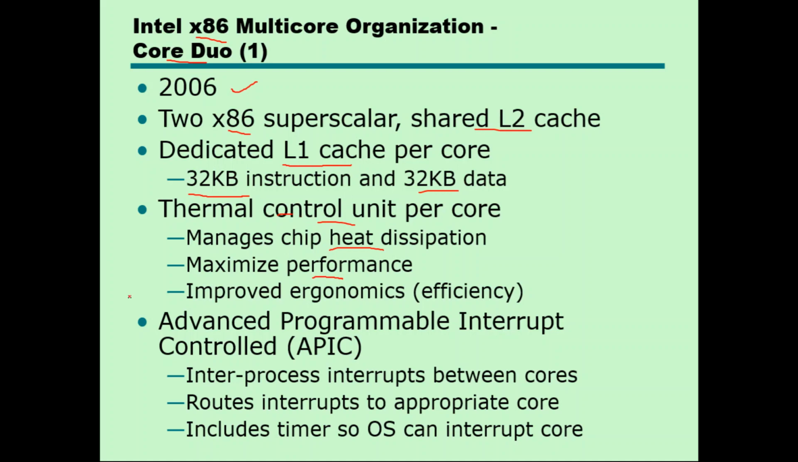Also this Core Duo processor uses something called APIC, advanced programmable interrupt controller, which is used to create interrupts between two cores. If the process running in one core wants to interrupt the process in another core, that is done by a unit called APIC, which is used to generate inter-processor interrupts between cores. It routes interrupts to the appropriate core. For that it uses a timer so that the OS can interrupt.